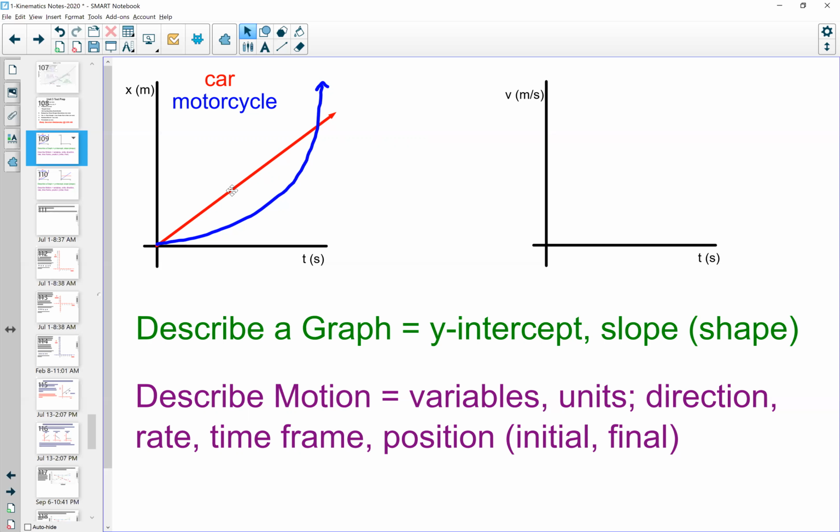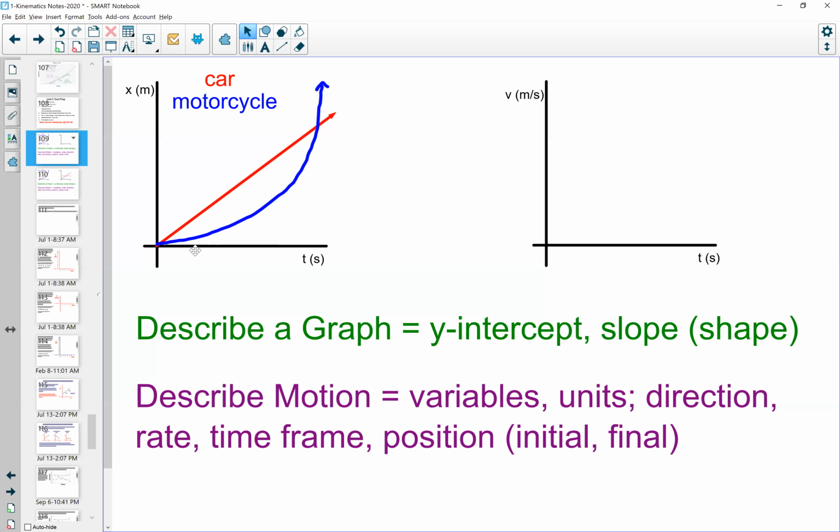You don't have to tell me anything about position or time. I just want you to say it starts at the origin and it's going upward positively in a constant way. Okay, diagonal line, constant. So very few words. It doesn't have to be a long paragraph. You're not explaining why it is what it is. You're just telling me what it looks like.